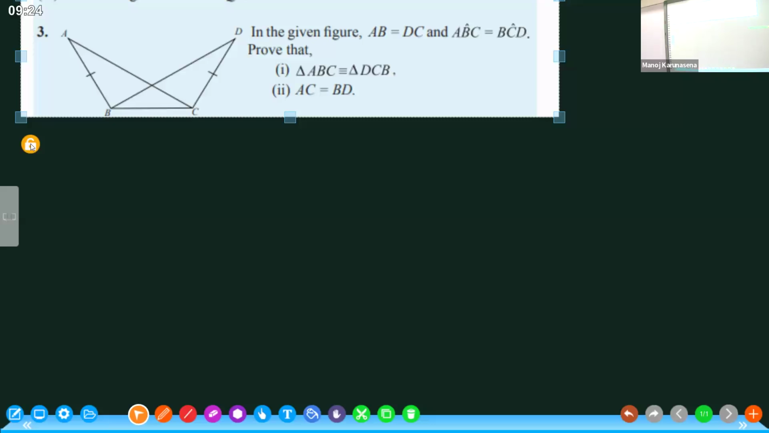Question number three. Can you see that there are two larger triangles? Shall we separate them out and draw them separately? Let's draw the two triangles separately and mention the given information on them.